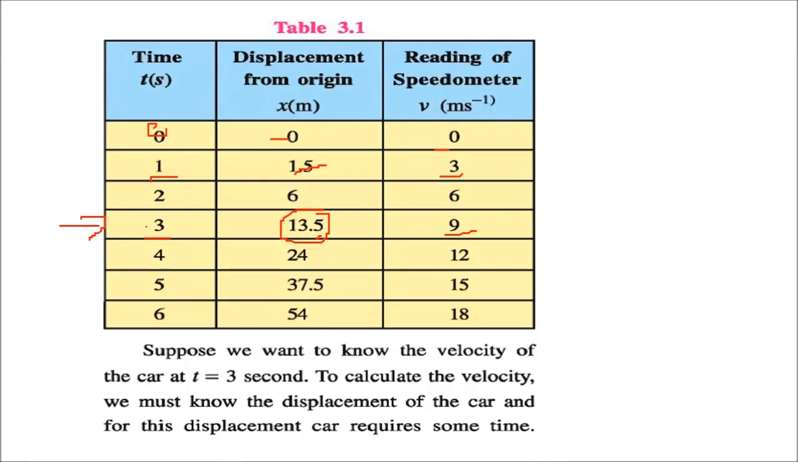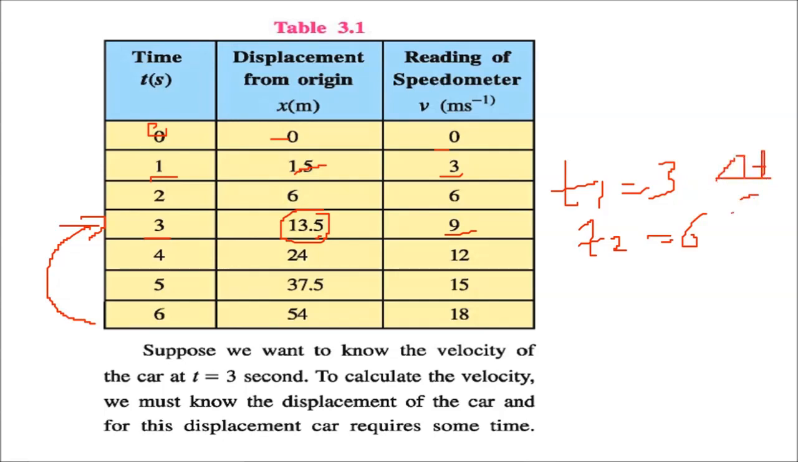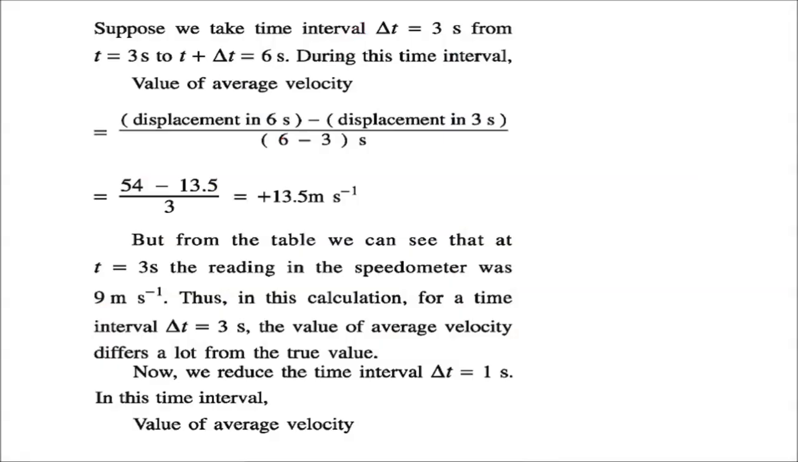So what will the time be, say from 3 to 6? The t1 is 3 and t2 is 6, so there is a difference of 3. So we say delta t is 3. We take t plus delta t, so t1 plus delta t, where delta t is 3, and we reach 6. So we start at 3 seconds, and the time interval is 3 seconds.